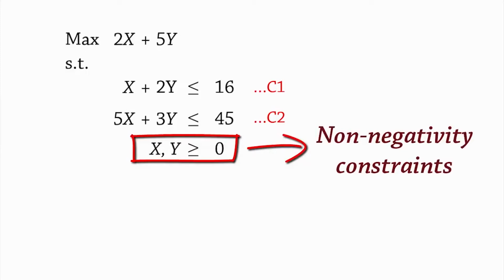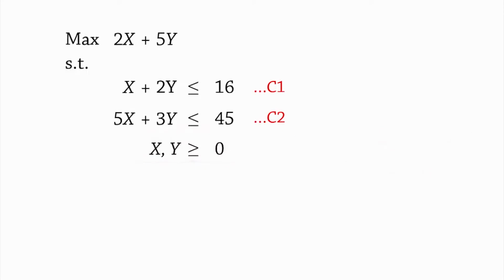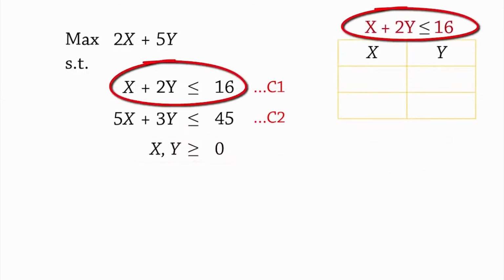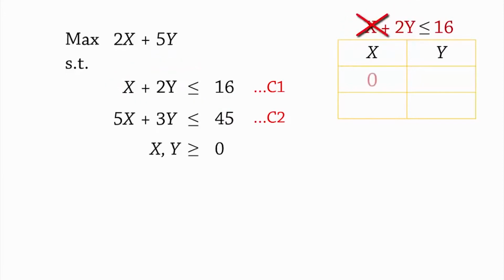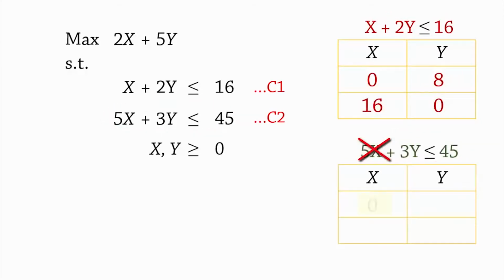To solve the model graphically, we begin by finding points that satisfy the constraint lines. For the first constraint, when x equals 0, y equals 8. And when y equals 0, x equals 16. For the second constraint, when x equals 0, y equals 15.